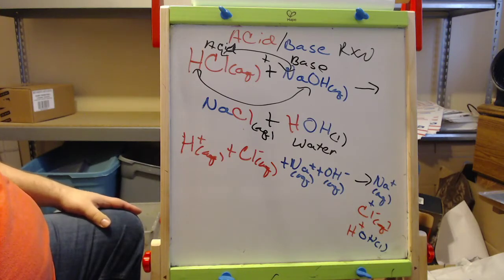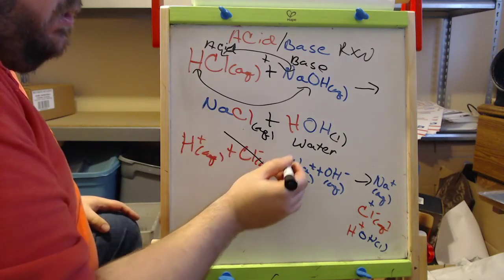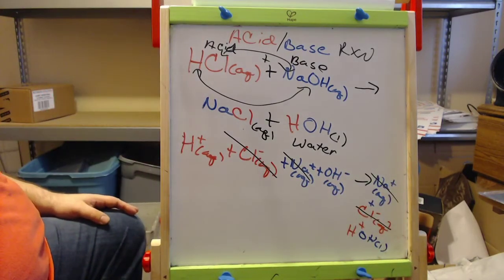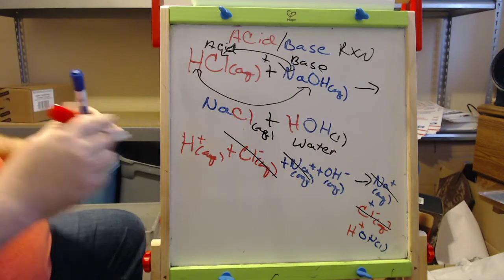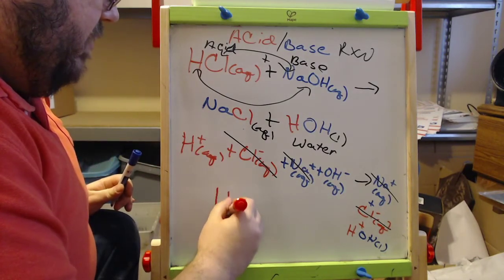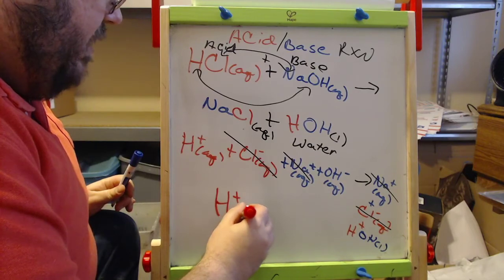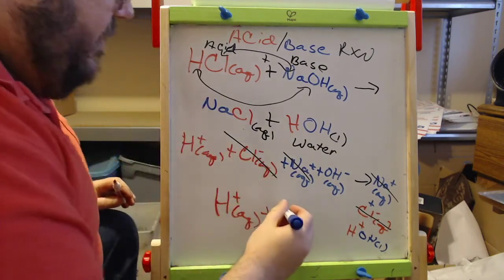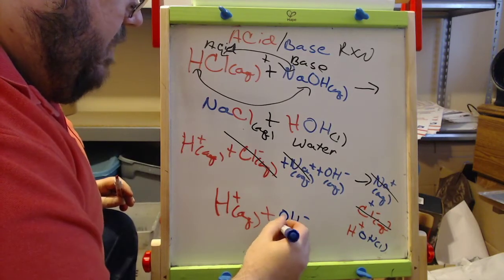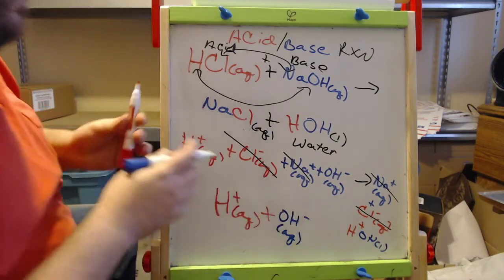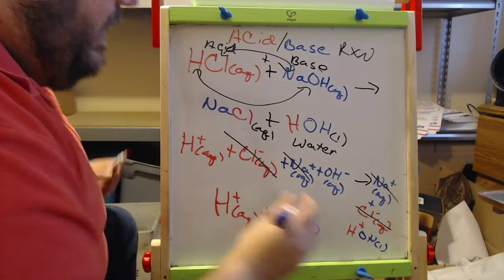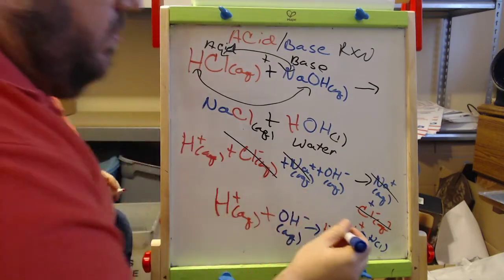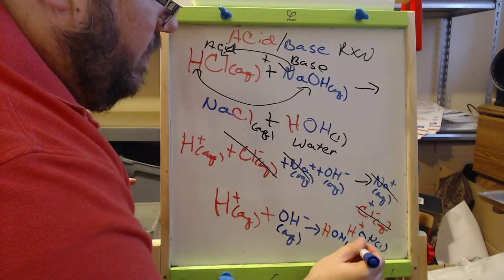I then cross out my spectators. Chlorine, sodium gone, sodium, chlorine gone, and I write my net ionic equation. My net ionic equation for acid-base reactions should be the same thing every single time: aqueous hydrogen with aqueous hydroxide gives me water, HOH liquid.